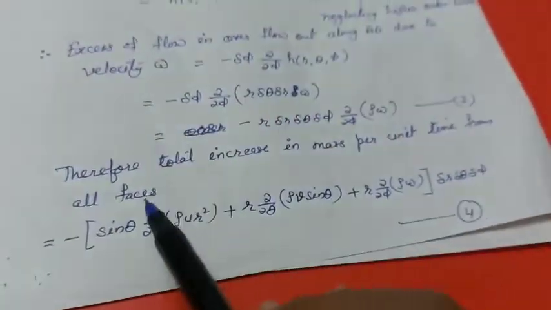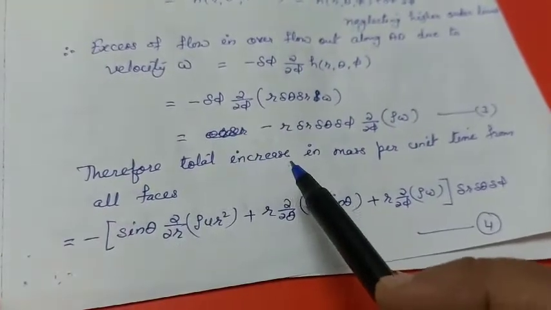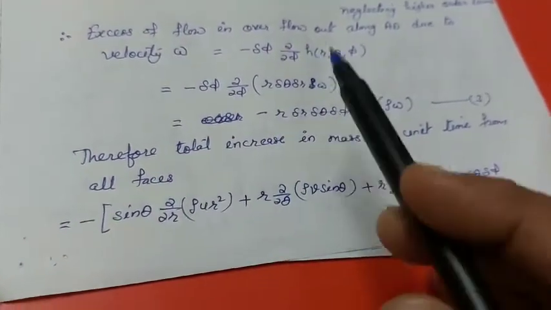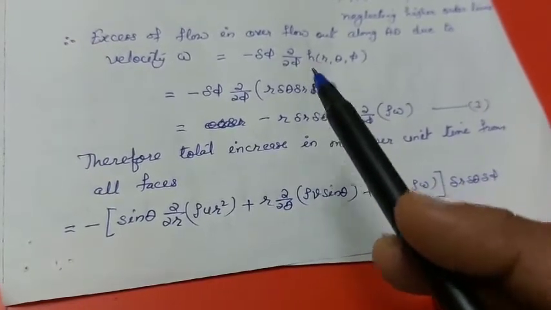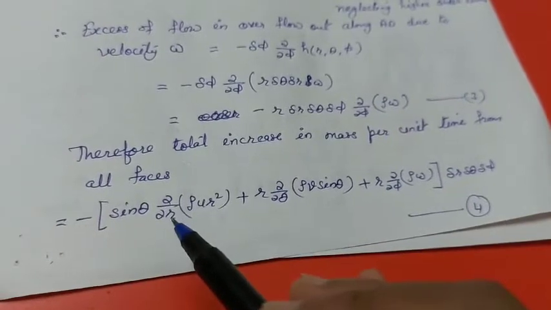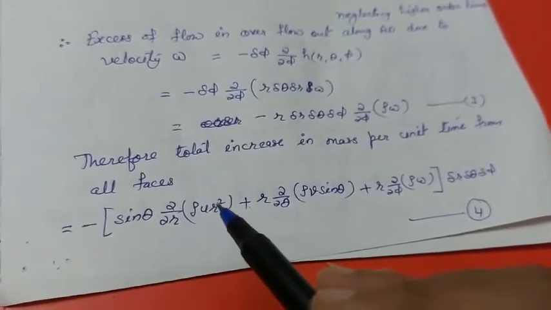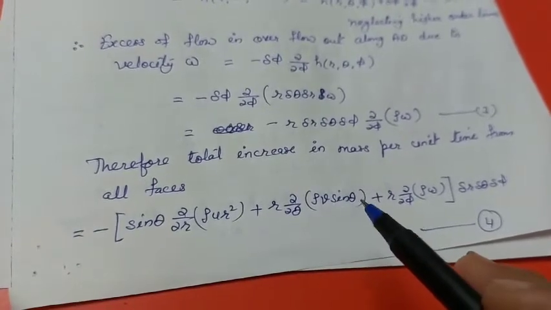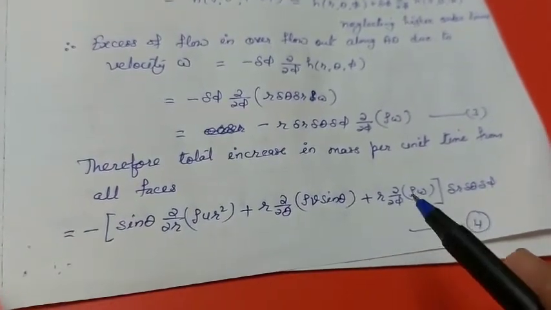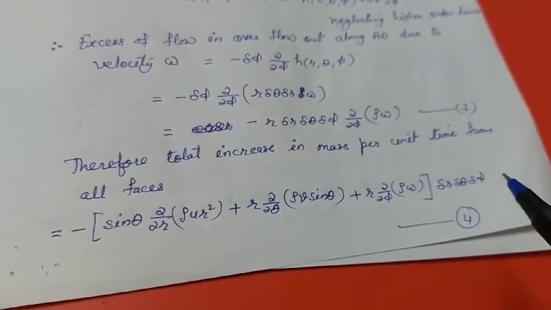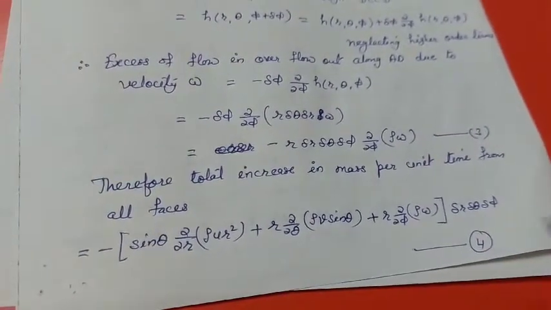Therefore, the total increase in mass per unit time from all phases: adding equation number 1, equation number 2 and equation number 3, we have minus of sin theta del by del r of rho u r square plus r del by del theta of rho v sin theta plus r del by del phi of rho w into delta r delta theta delta phi. Suppose this is equation number 4.